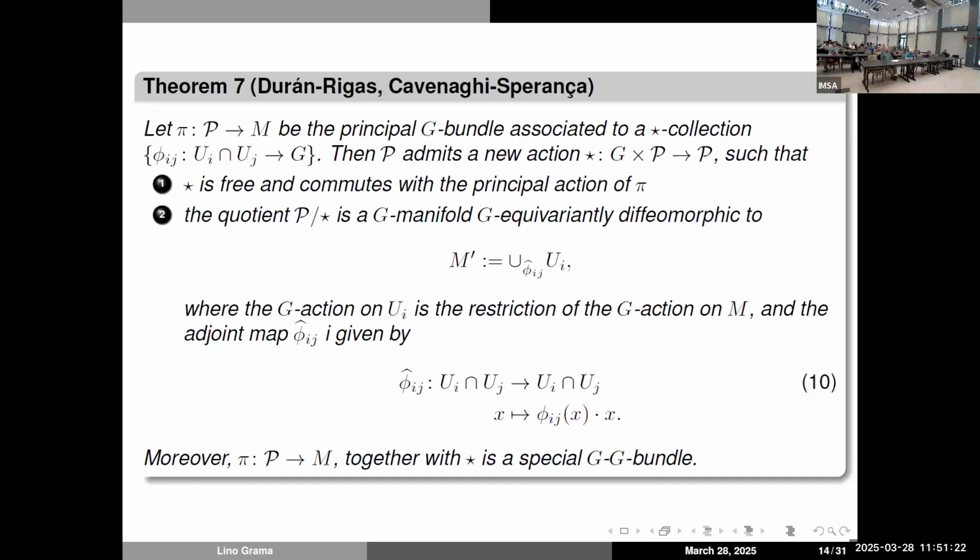Moreover, this pi together with the star action is a bundle, a principal bundle with respect to this action. What is intuitively what we have here? We start with the principal bundle with an action. This star collection tells me how to decompose the space into open subsets. And this theorem says I can glue this space by this quotient in a different way, such that in each open set this structure is preserved, but globally this gives rise to a new object.